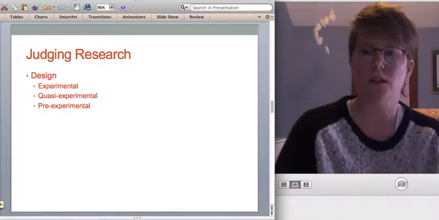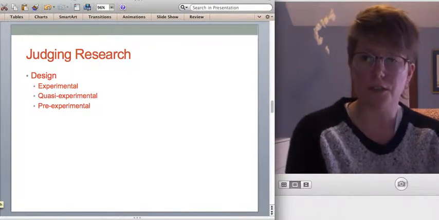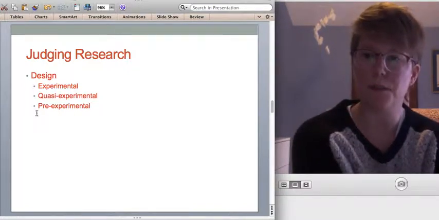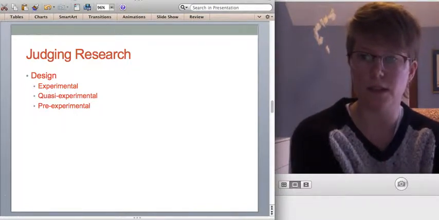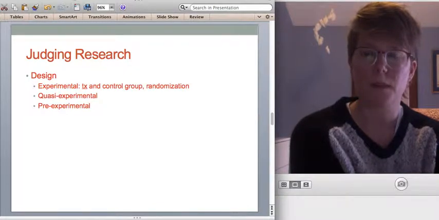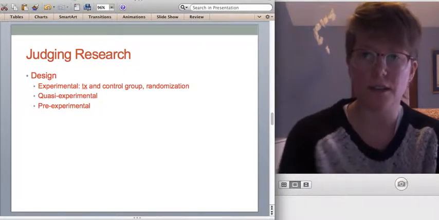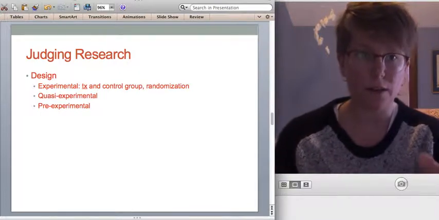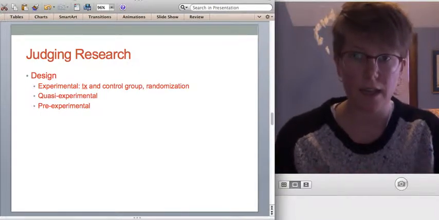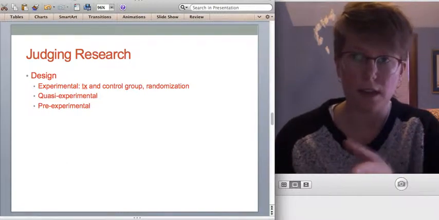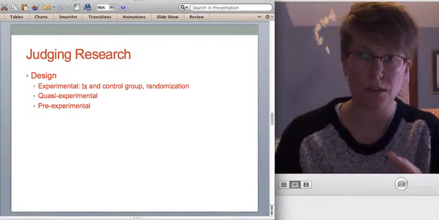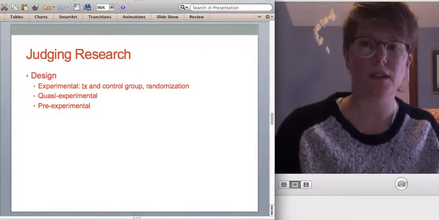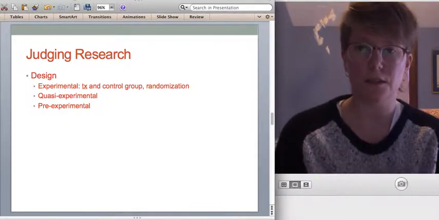So, still on the theme of judging research, you look at the design, and we learned this week that there are these three broad categories of experimental design. In true experimental design, there's a control group where nothing happens, and a treatment group where the thing happens. And people are randomly assigned to either of those groups. They're both randomly selected as participants, and then they're randomly assigned to groups.